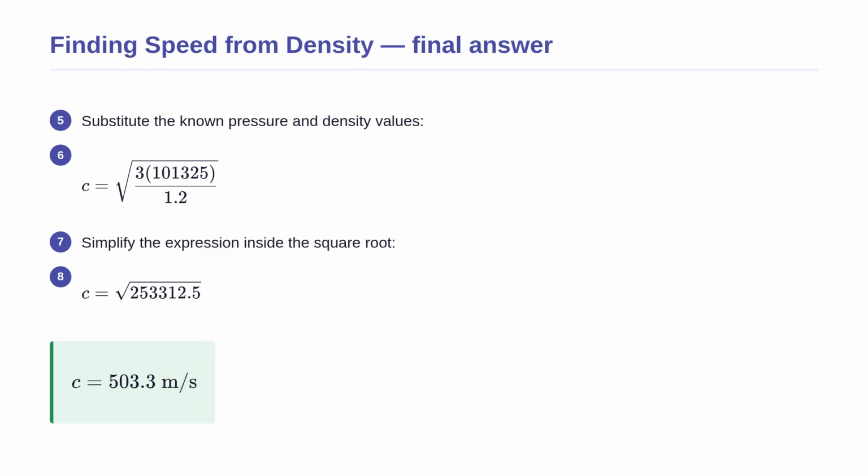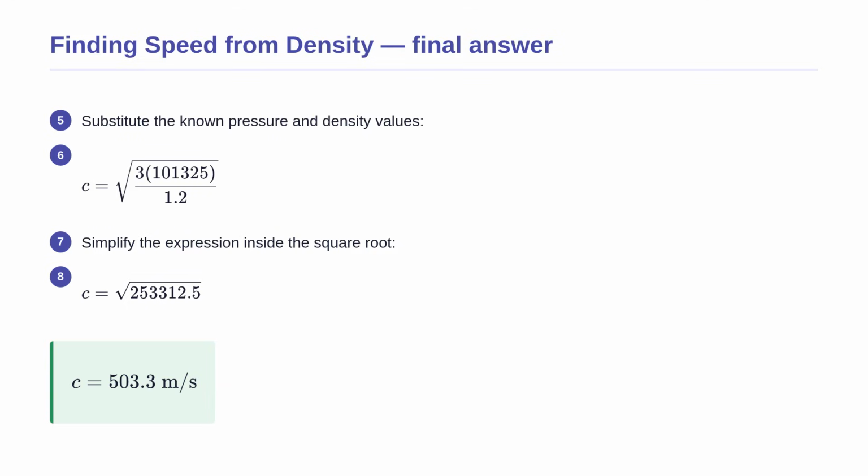Continuing our calculation, we substitute the pressure of 101,325 and the density of 1.2 into the formula. Multiplying the pressure by 3 and dividing by the density gives us 253,312.5 inside the square root. Taking the square root of this number gives our final answer of approximately 503.3 meters per second.